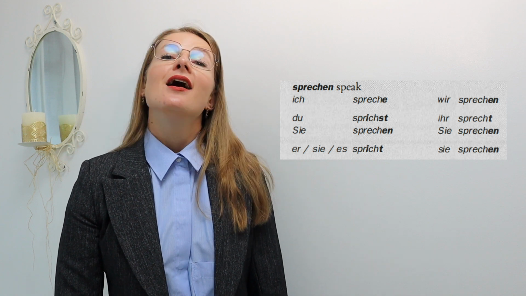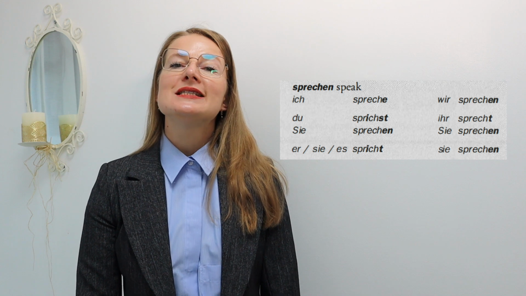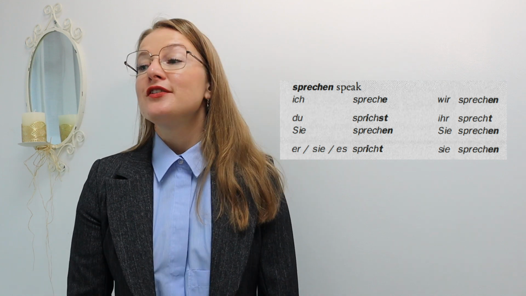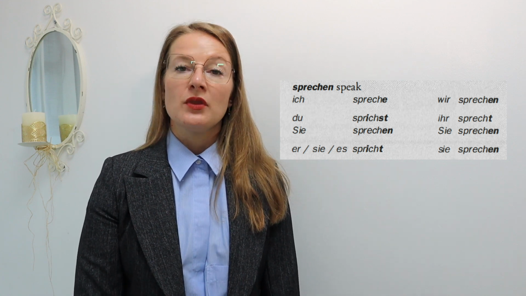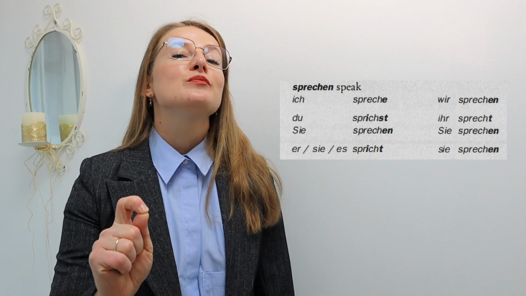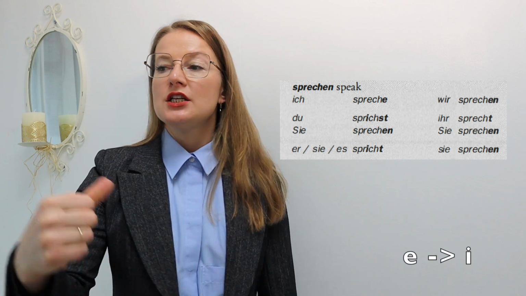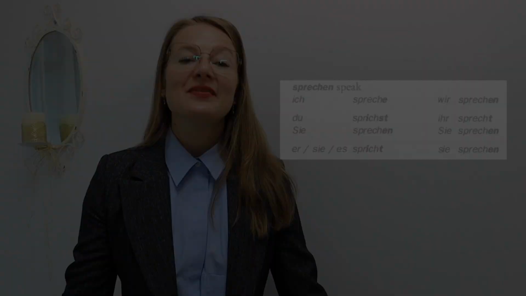Again. Why is it called an irregular verb? Well, because second person singular, du sprichst. Third person singular, er, sie, es spricht Deutsch. E in sprechen turns into I. Sprichst, spricht. That's all to it.